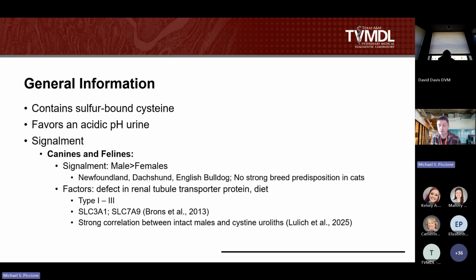There was a great paper that was released last year by Dr. Lulich in JVIM that showed a vast majority of these patients in this particular paper that were diagnosed with cystine uroliths. They were intact males. And then another paper from Dr. Larson kind of followed up with that notion and really talked about a significant decrease, this finding, I should say, of the significant decrease in cystine excretion in dogs after neutering.